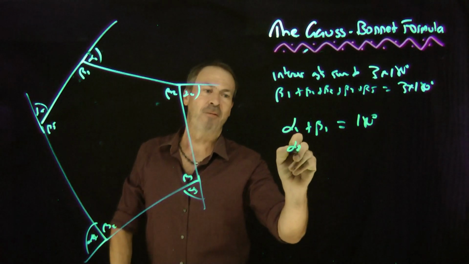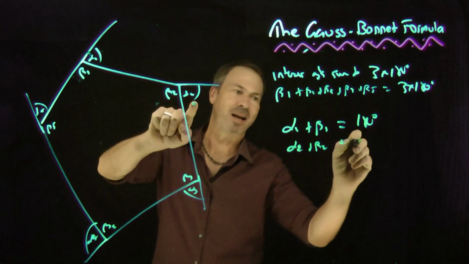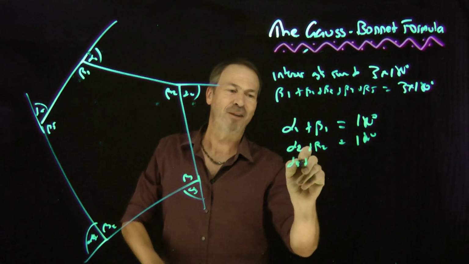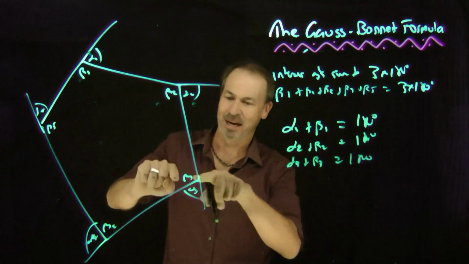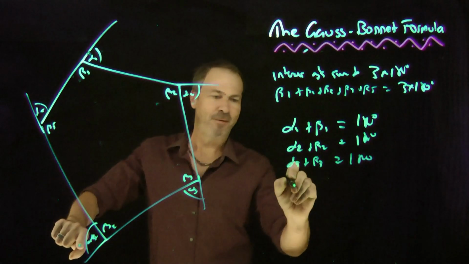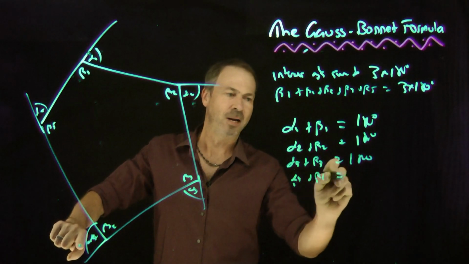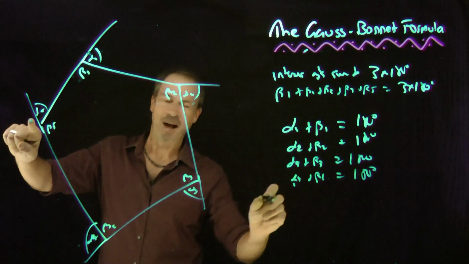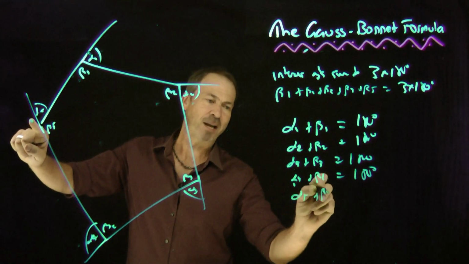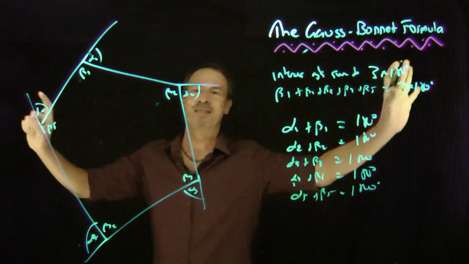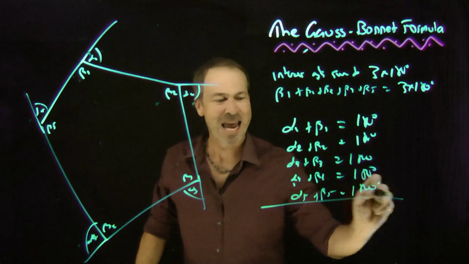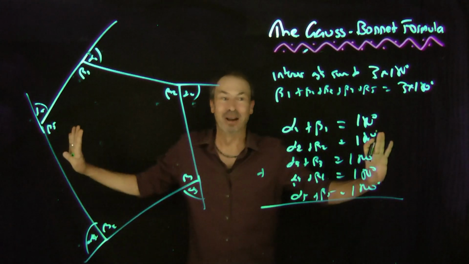And alpha 2 plus beta 2 is also on a straight line. That's 180 degrees. Alpha 3 plus beta 3 is also 180 degrees. Yep. Beta 4 and alpha 4: alpha 4 plus beta 4 is 180 degrees. Alpha 5 and beta 5: alpha 5 plus beta 5 is 180 degrees. That's all true. Now let me add up all those equations. Let me add them all up.